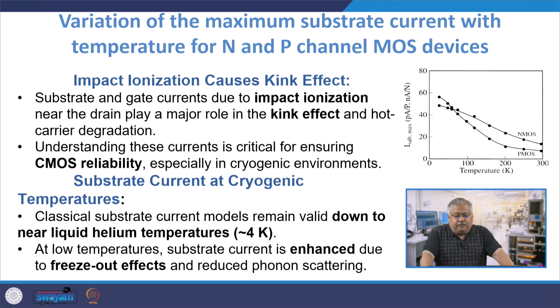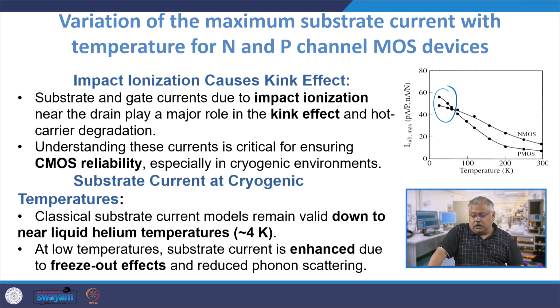Now let us look at the variation of the substrate current with temperature for N and P type devices. On the right hand side, we have plotted the maximum substrate current with respect to temperature, and interestingly at cryogenic temperatures, which is somewhere here, the PMOS substrate leakage current tends to become larger as compared to NMOS, whereas at higher temperature, NMOS is larger as compared to PMOS. Understanding the higher temperature case is relatively easy. Why? Because at higher temperature NMOS has lower effective mass, and that is the reason the leakage current becomes larger.